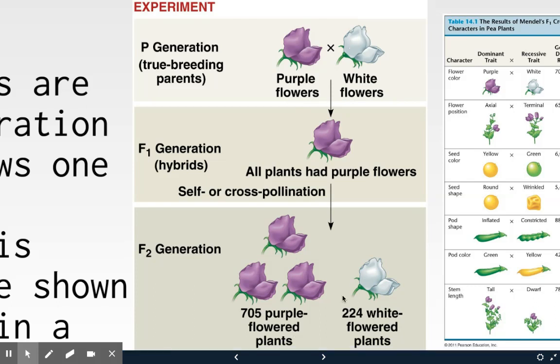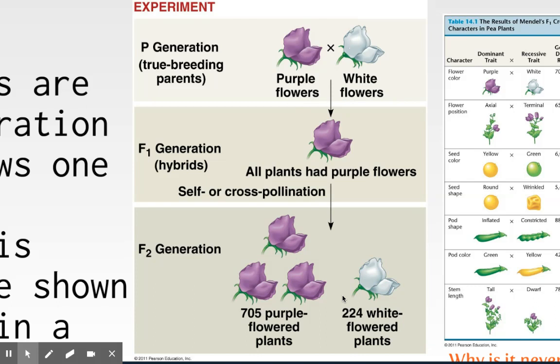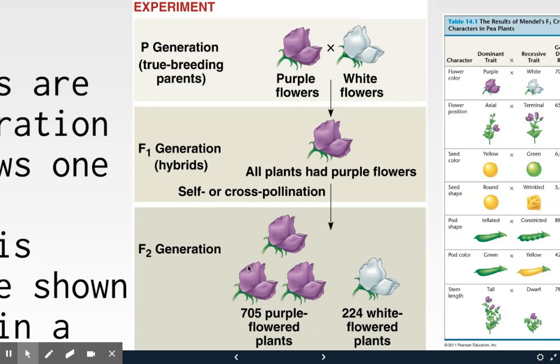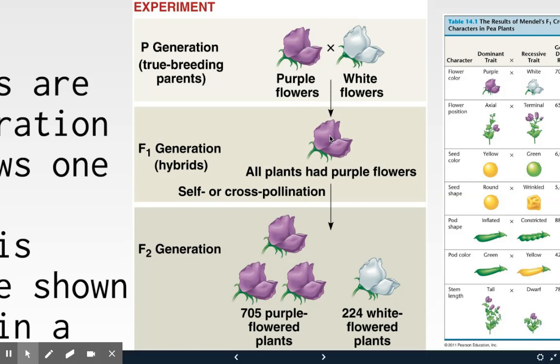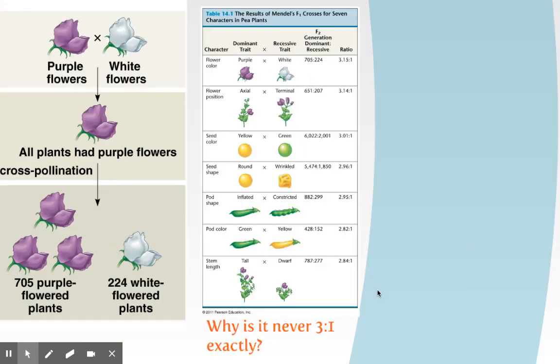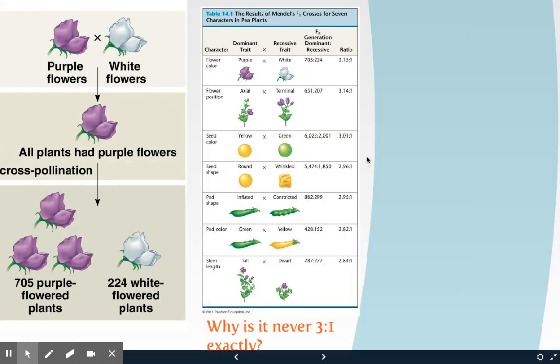And he did this over and over again, and he continued to get this same 3-to-1 ratio. This puzzled him because at first they thought blending would occur. So he assumed that these flowers would be lavender, and they weren't. And then when he mated them again, he was surprised that a white flower popped back up. And so these are all the different traits that he studied.